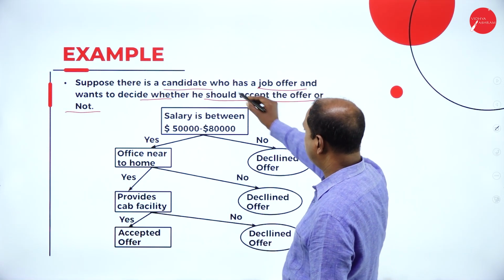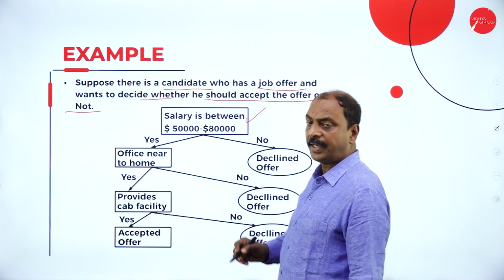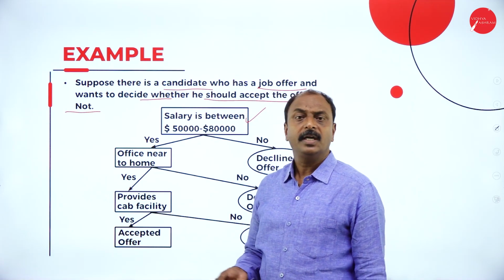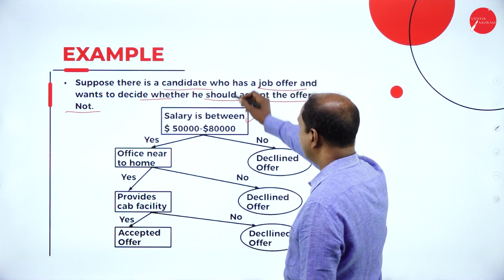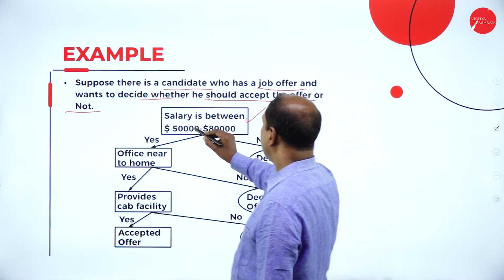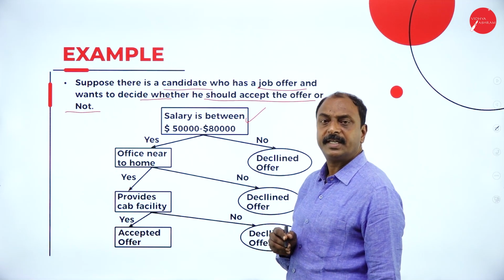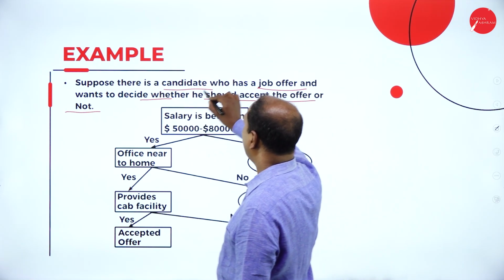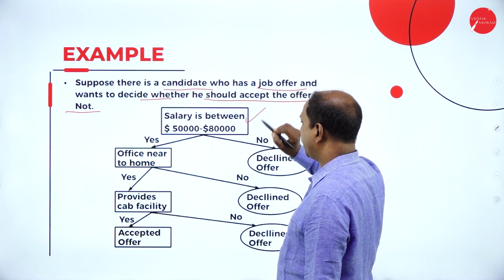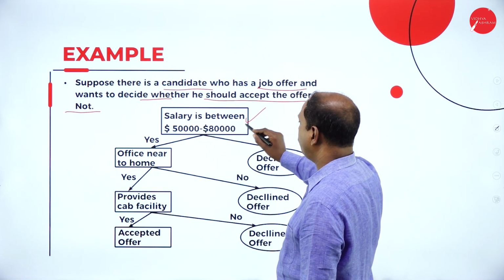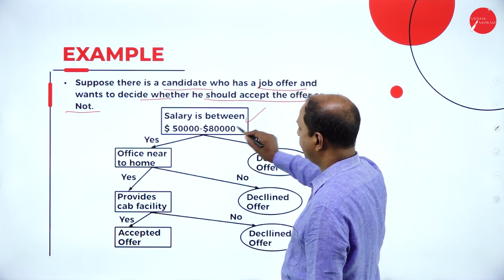Tree. Assume that this is a start node. So this is the place or the node where we have to start the algorithm. From here, what is the first condition? Salary is between $50,000 and $80,000. So this is the one condition the candidate has to decide on, based on this condition.